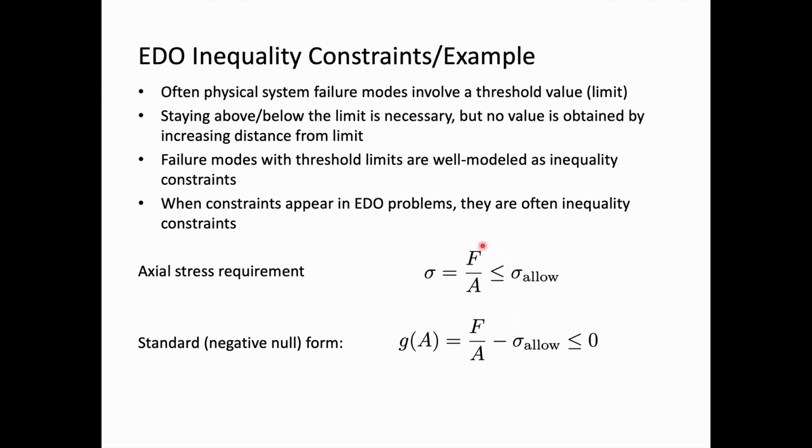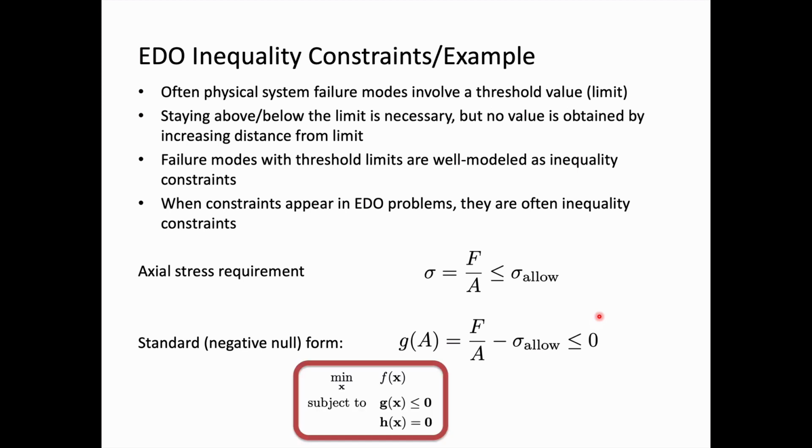And then if we look back up here, if g of a is less than or equal to 0, then that's going to be equivalent to the stress F over A being less than or equal to the allowable stress. So this is just a transformation that is good to get familiar with, and that shows up here in the problem formulation, g of x being less than or equal to 0. This is a standard way of formulating these constraint functions.